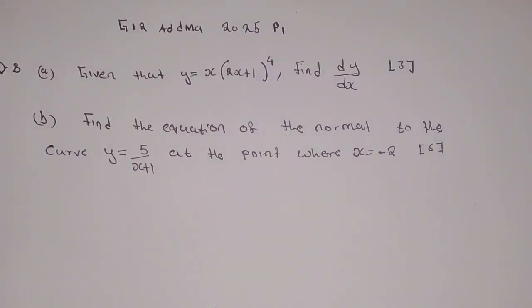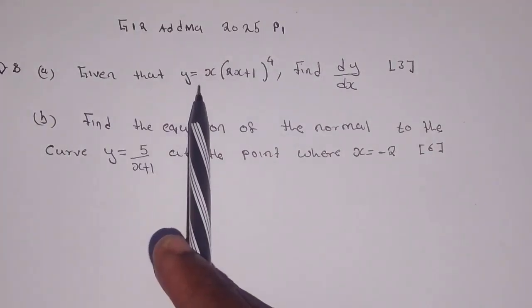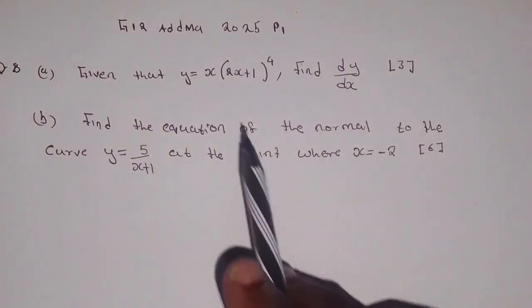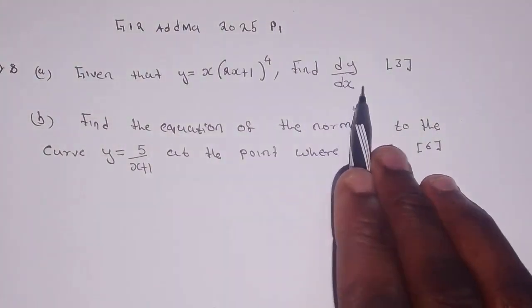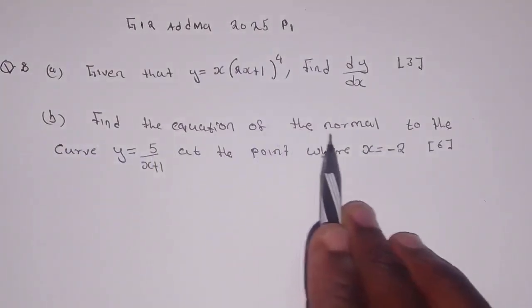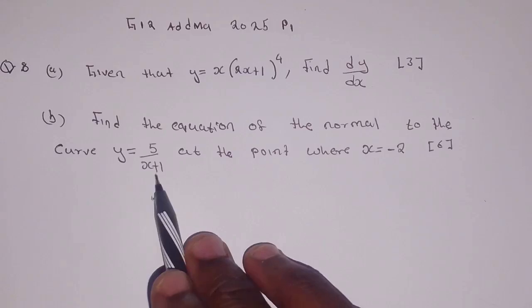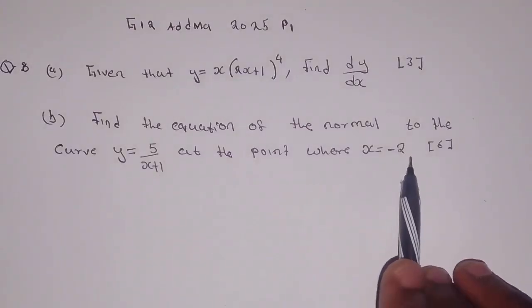Here is the 2025 Additional Mathematics, Paper 1, Question 8, under Calculus. And the question reads, given that y is equal to x(2x + 1)^4, find dy/dx. And part B reads, find the equation of the normal to the curve y = 5/(x + 1) at the point where x is equal to -2.